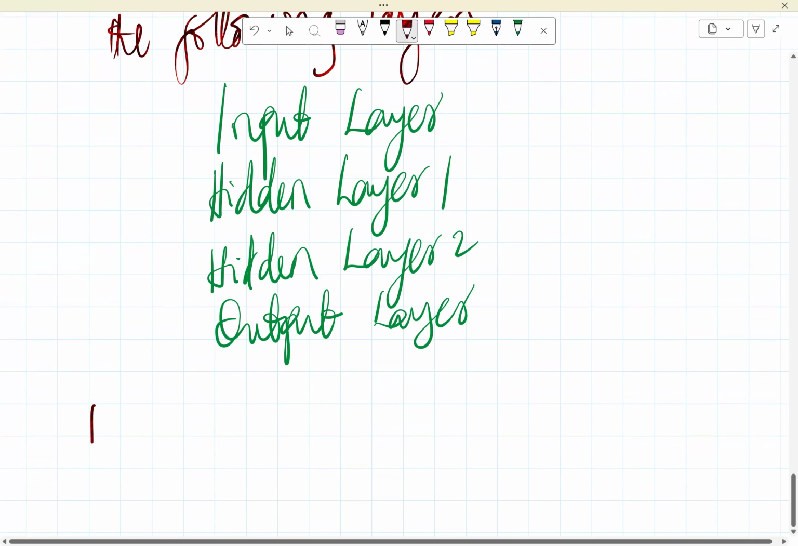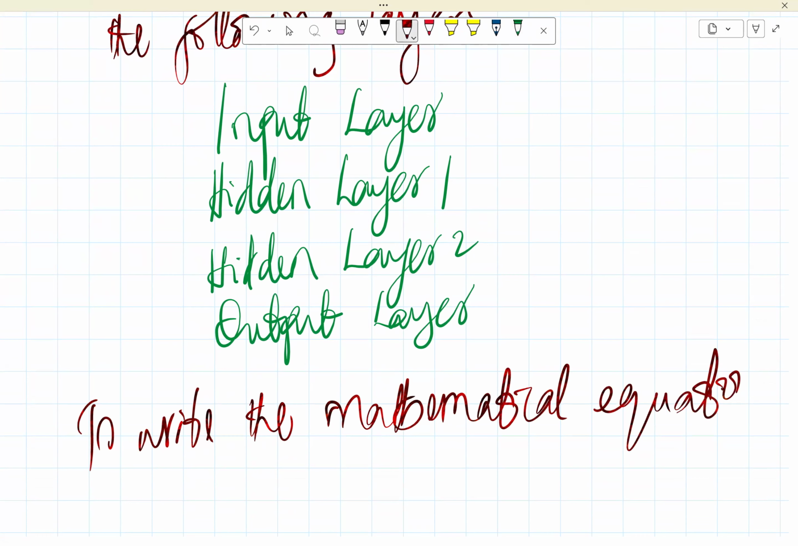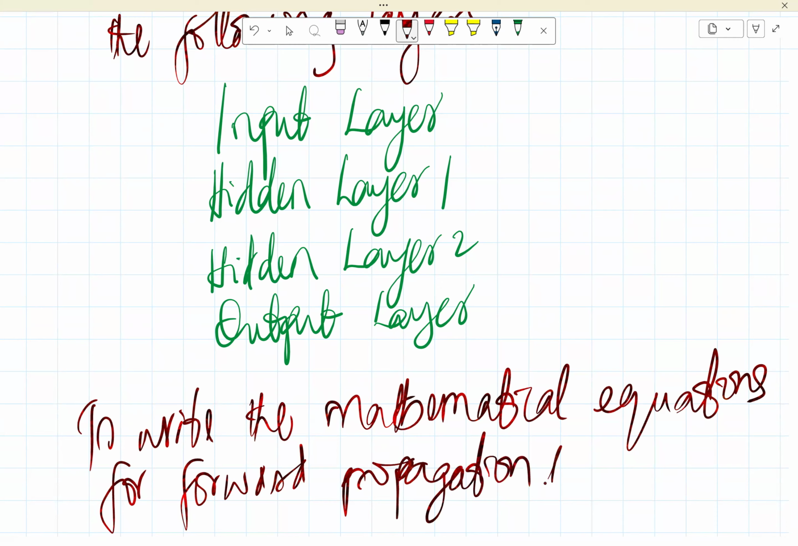To write the mathematical equations for the steps of forward propagation through every layer.